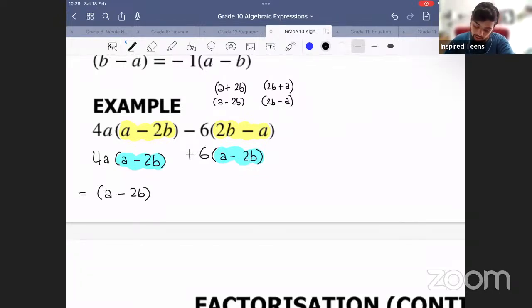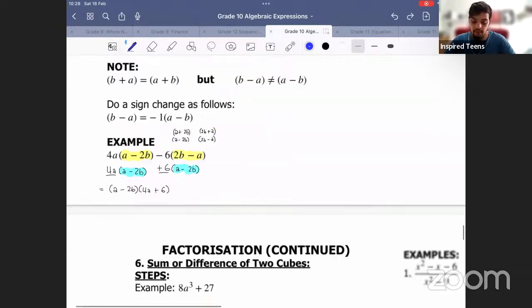And what are we left with? We are left with 4a + 6. You make the negative 6 a positive, so you change the minus at the back. This does not change the value at all. It's the same thing. So keep that in mind.